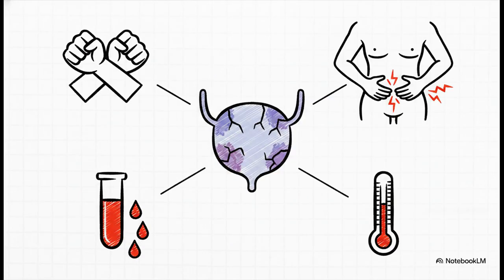If you guessed trauma to the bladder or abdomen, you hit the nail on the head. The keys in this clinical picture are that the patient was in a physical altercation, they have lower abdominal pain and blood in the urine, and most importantly, they are afebrile, meaning no fever. An afebrile state following a physical fight strongly points toward physical trauma rather than an infectious process like pyelonephritis, which would almost always present with a fever.